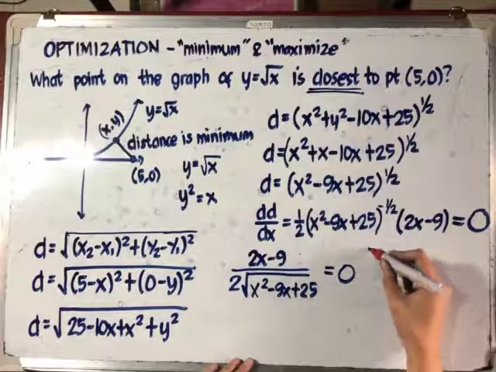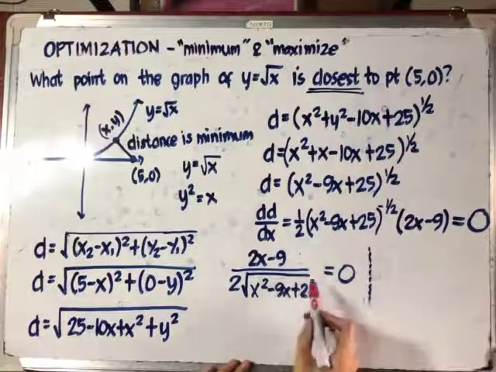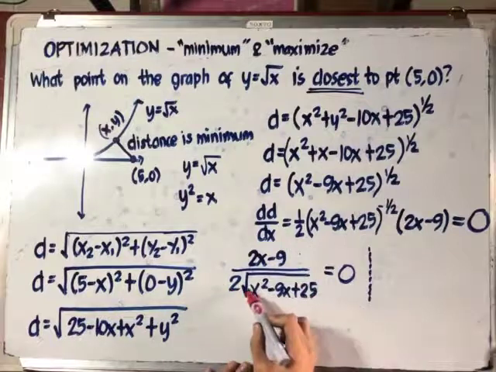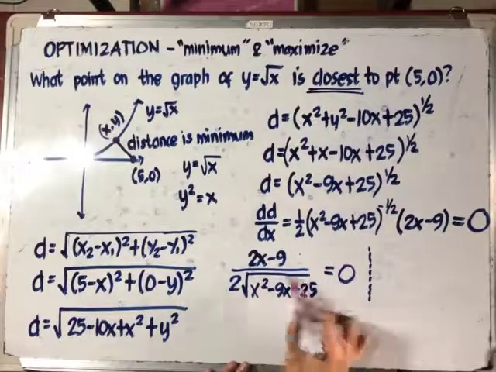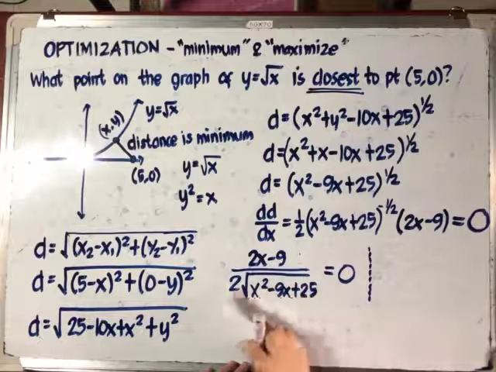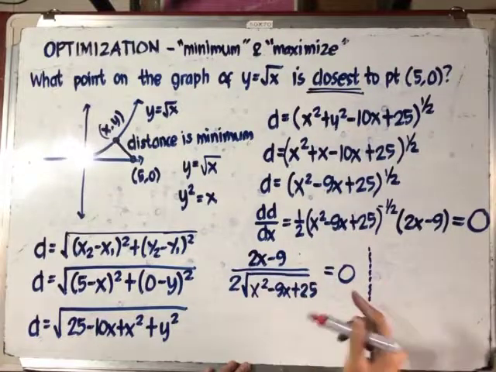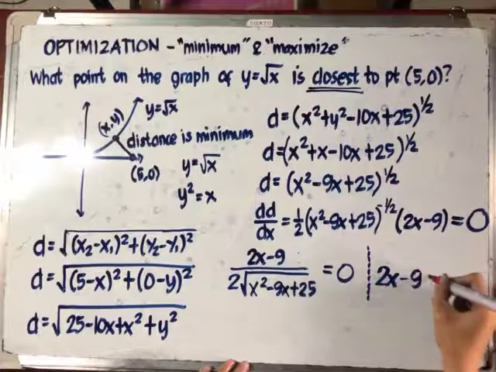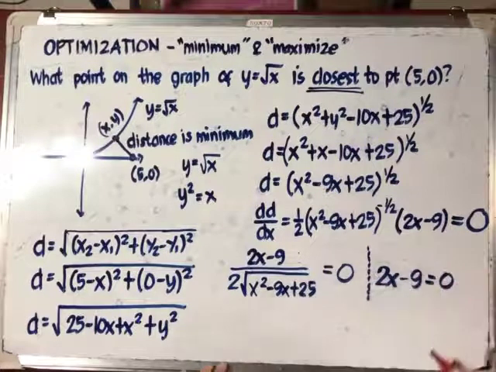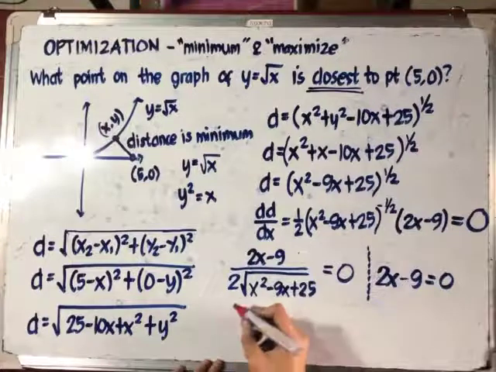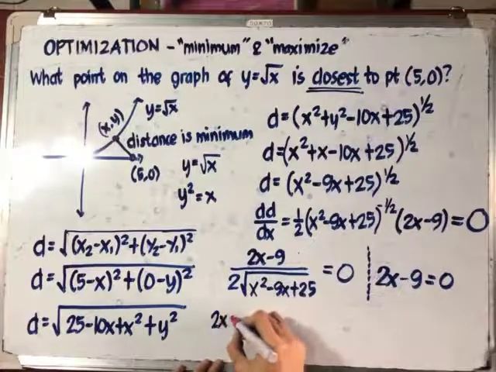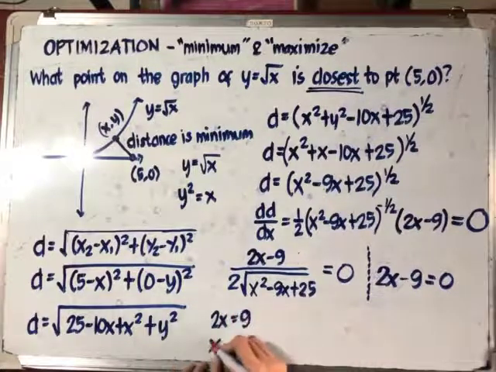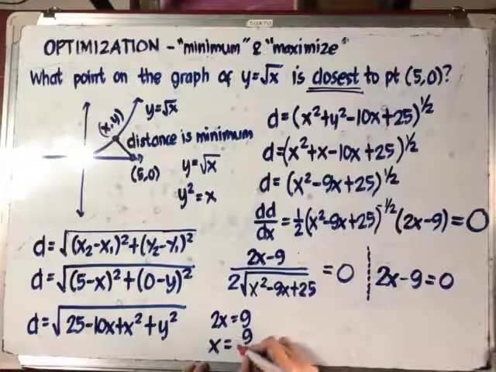So, if that is equal to 0, etong sa baba, by cross multiplication, this entire thing here is equal to 0. This denominator times this is 0. And that leaves us with 2x minus 9 equal to 0. Computing for x would be 2x is equal to 9.